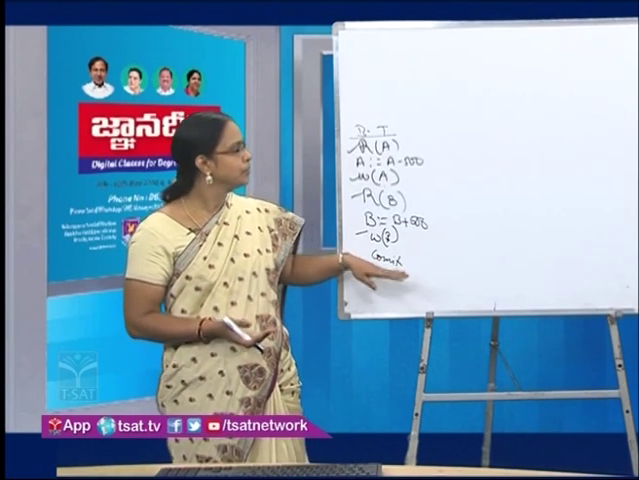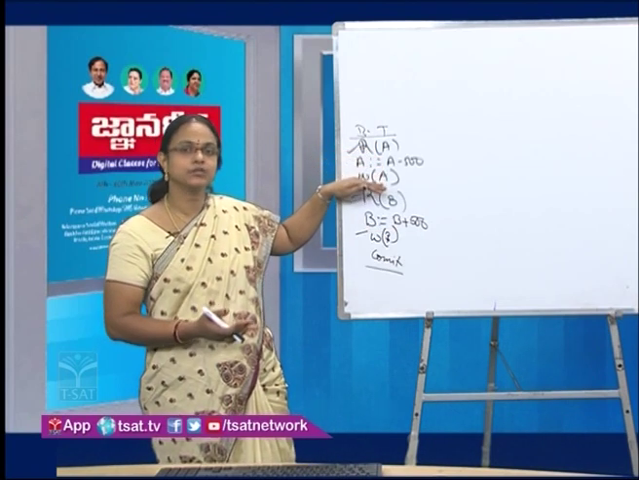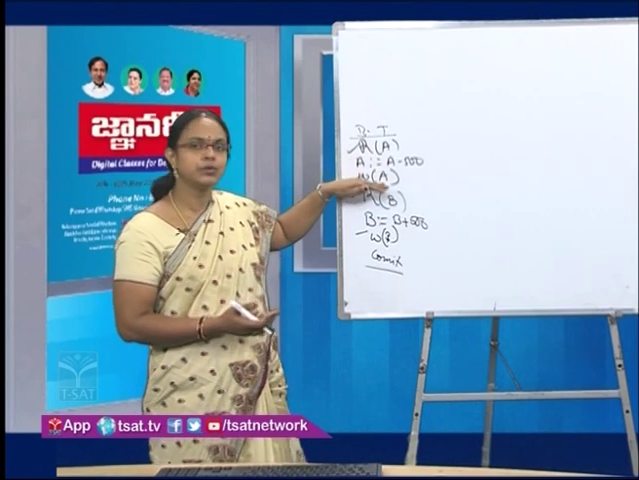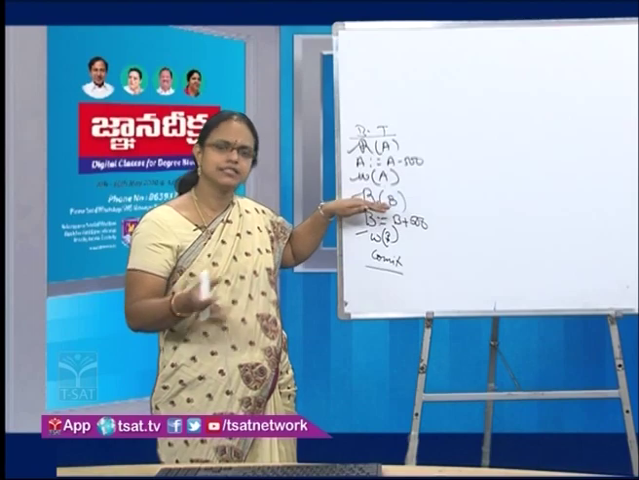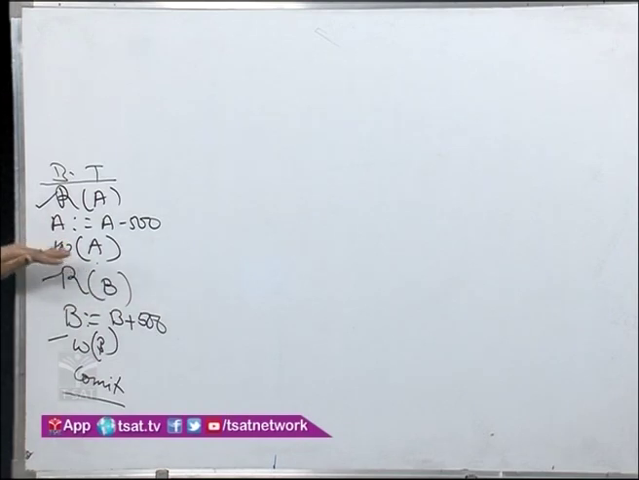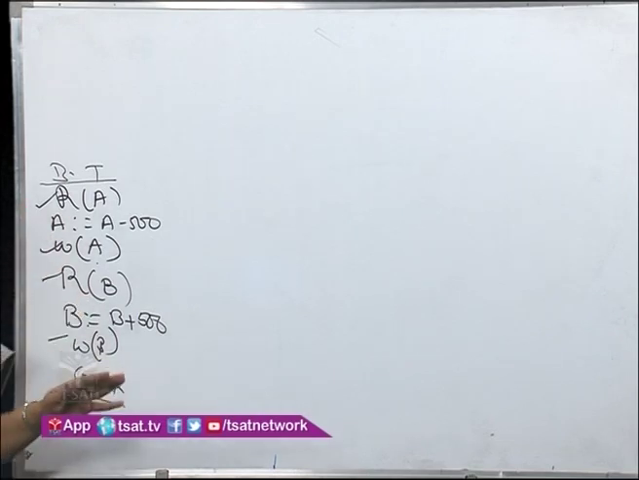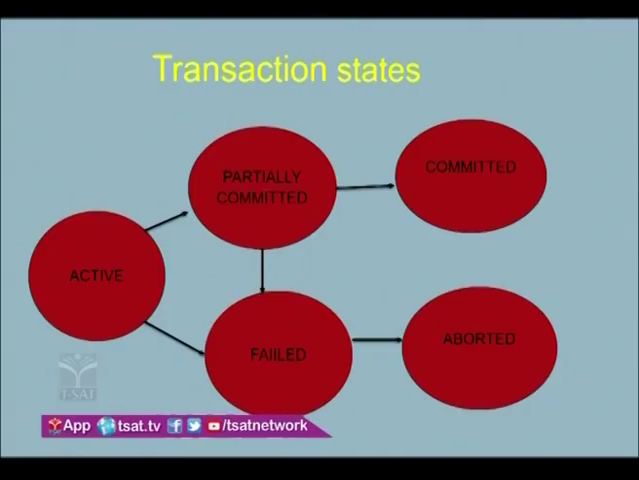Now, from the active state, once the transaction begins, it may execute 2 or more statements. Because of some failure, suddenly some hardware problem, or suddenly there was a power failure, the transaction would have executed only the first 3 or 4 statements and the transaction failed. Then it will come to the failed state. From the active state, it may come to the failed state. And from the failed state, it will go to the aborted state.